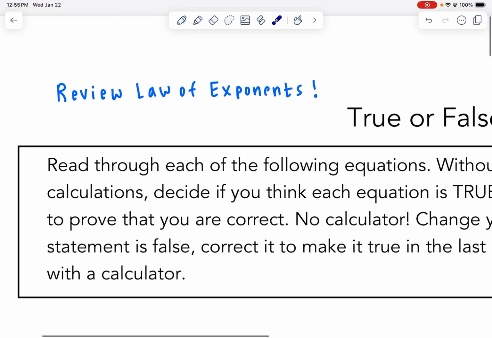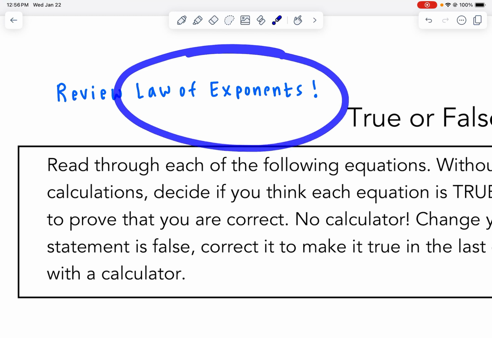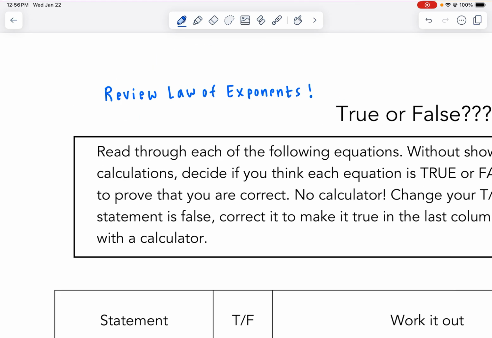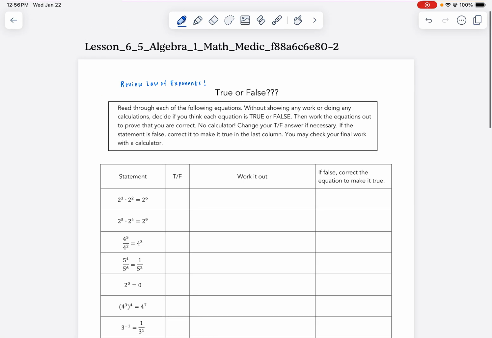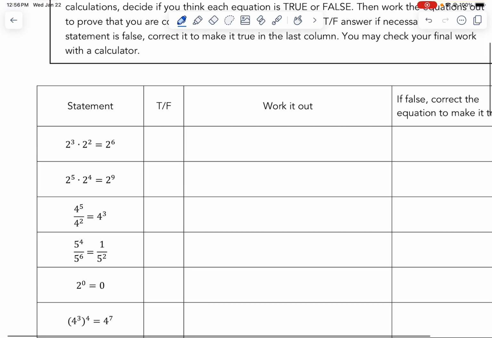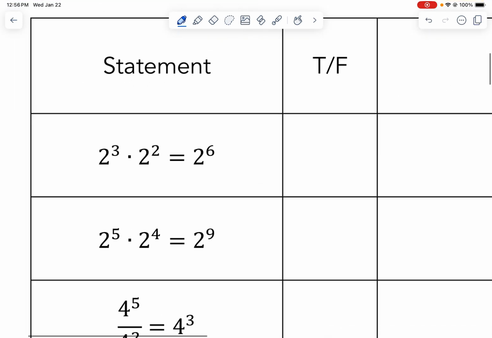Going to go ahead and review the law of exponents back from Algebra 1. These ideas will be very, very important for our future topics. So let's look at the first statement that they give us. Here, notice that you have 2 to the third power being multiplied by 2 to the second power.